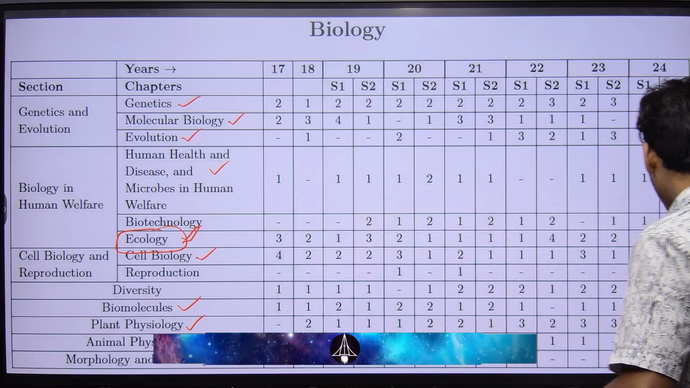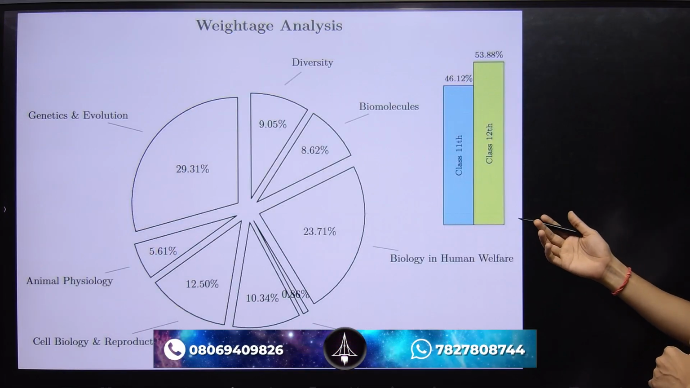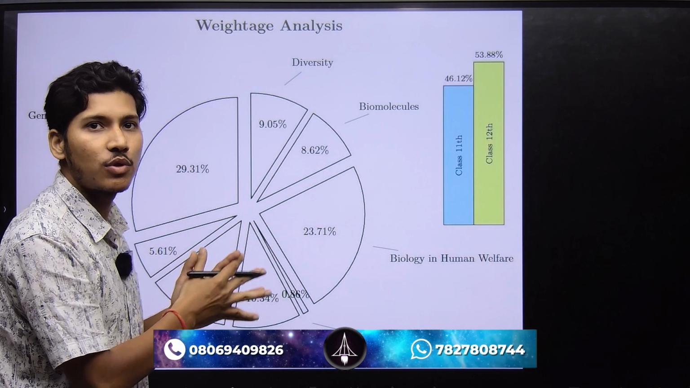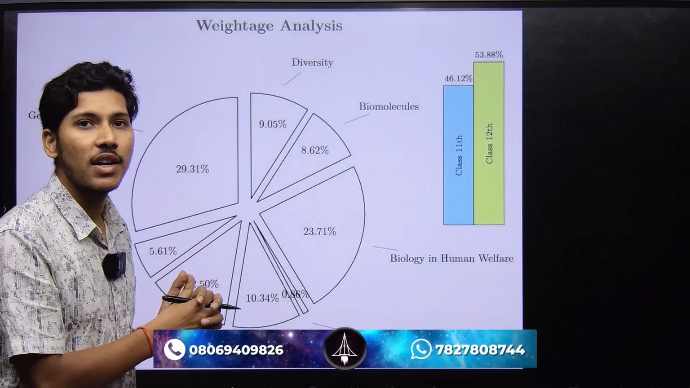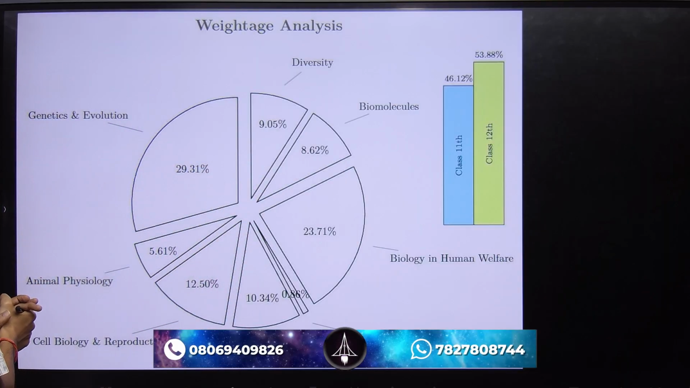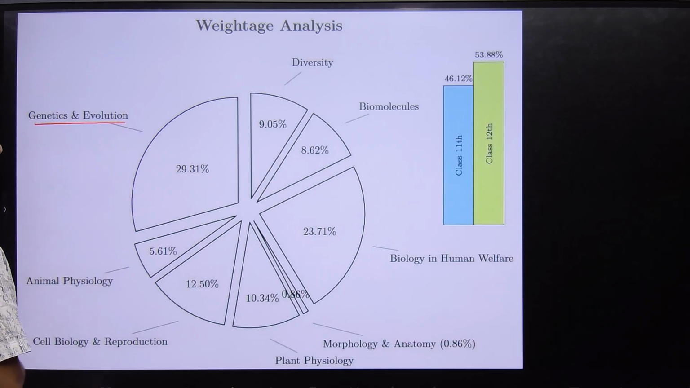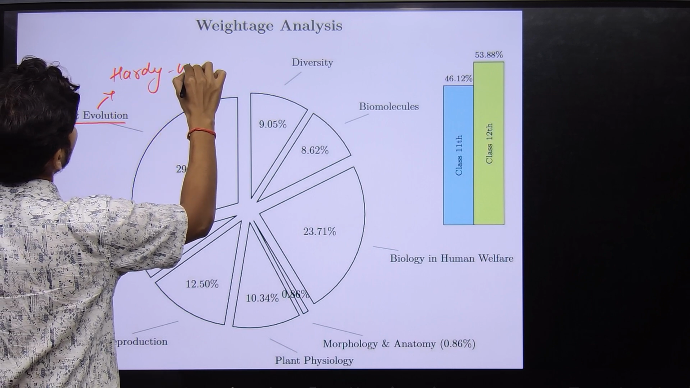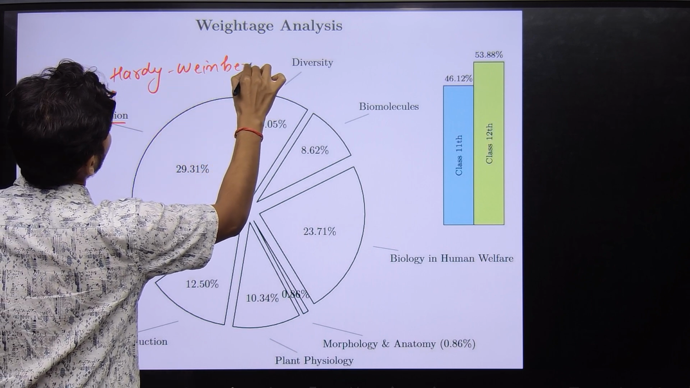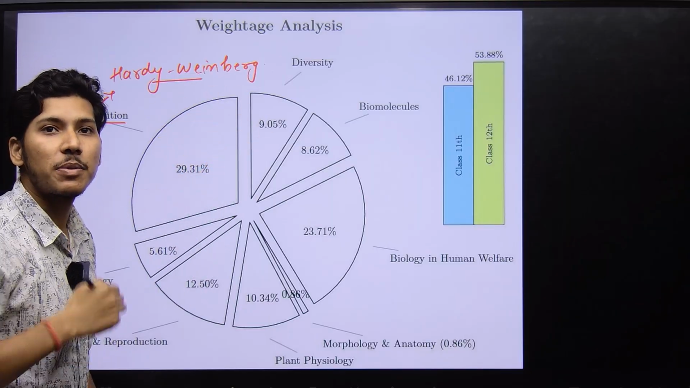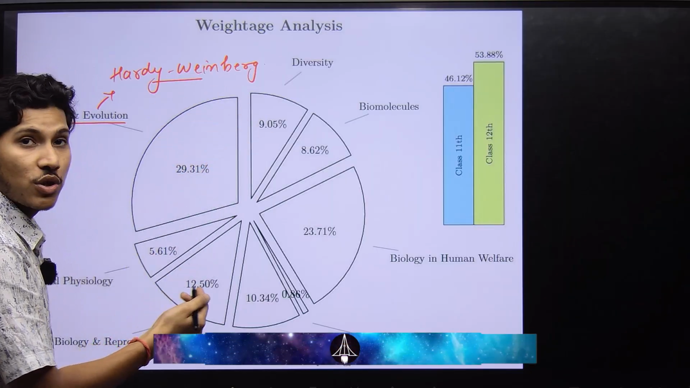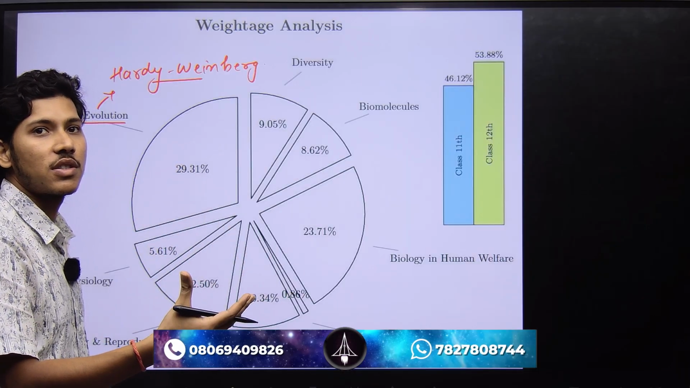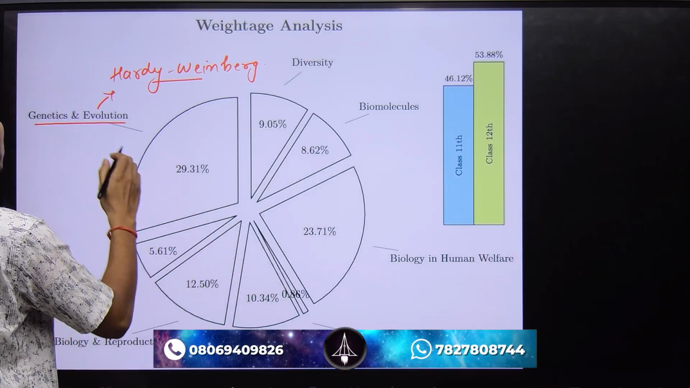Now, if I give you a pie chart here, the things that I said in the last slide are reflected in this pie chart, that units like genetics and evolution are very important. In evolution, the Hardy-Weinberg principle is very important, and also Darwin's principles of evolution, natural selection, adaptive radiations, analogous and homologous organs are a very important part of this evolution unit.